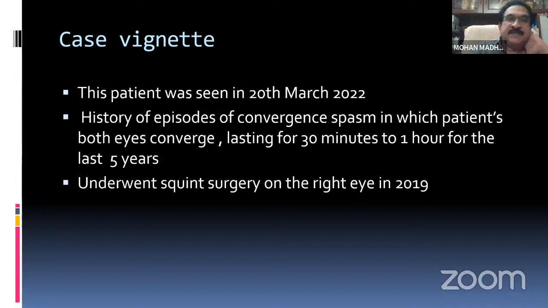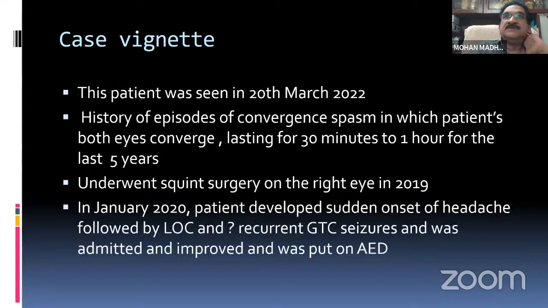And the patient underwent a skin surgery on the right eye in 2008. In January 2020, the patient developed sudden onset of headache. This history is not corroborated by any other eyewitness, only he himself is giving the history. Patient himself is a medical student. Sudden onset of headache followed by loss of consciousness and recurrent GTC seizures. He was admitted and improved and put on anticonvulsants.